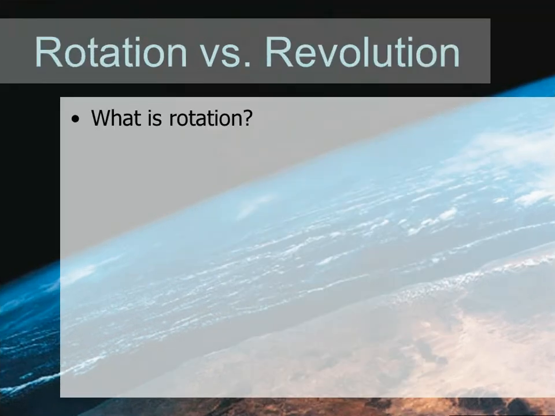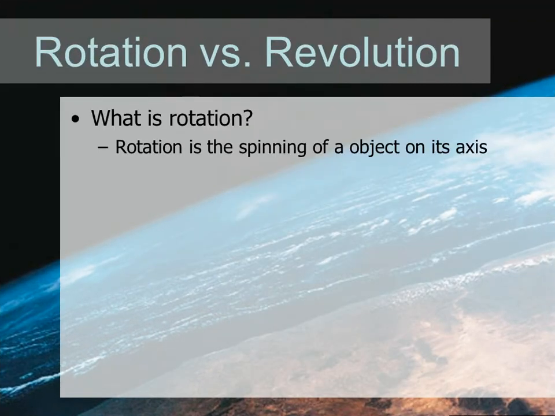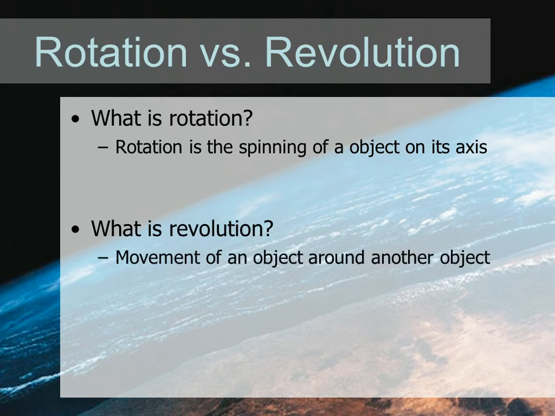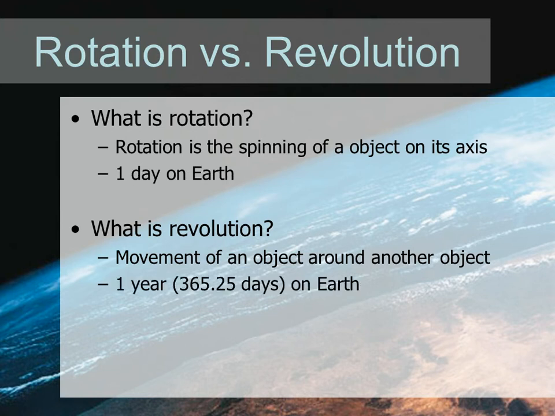Next one is taking a look at rotation. Rotation is the spinning of an object on its axis. It's very important to make sure we understand both rotation and then its other word, revolution. Revolution is the movement of an object around another object. When we take a look at it, remember rotation takes 1 day on Earth, whereas a revolution takes 1 year on Earth.